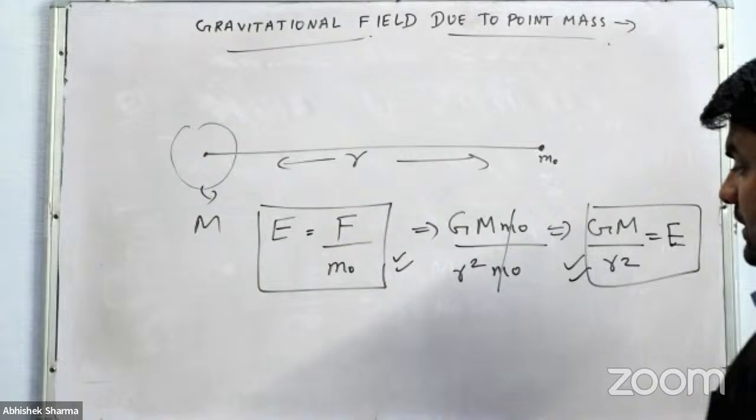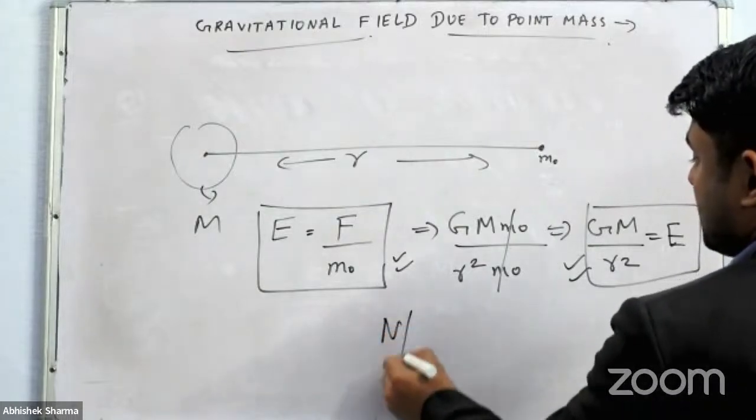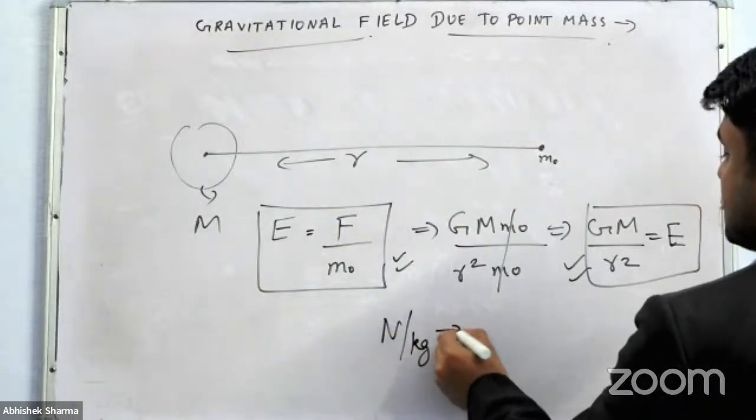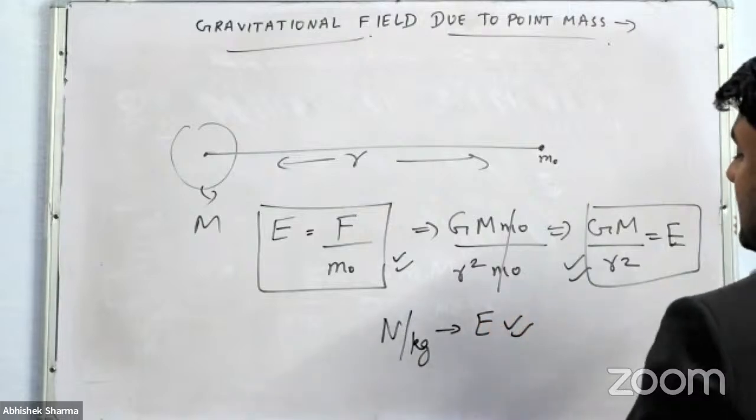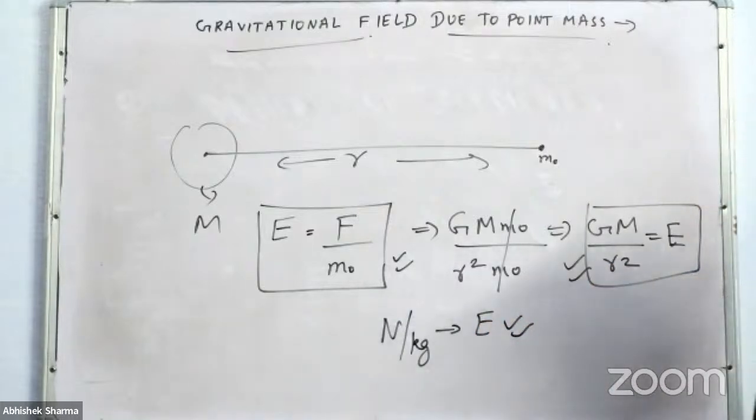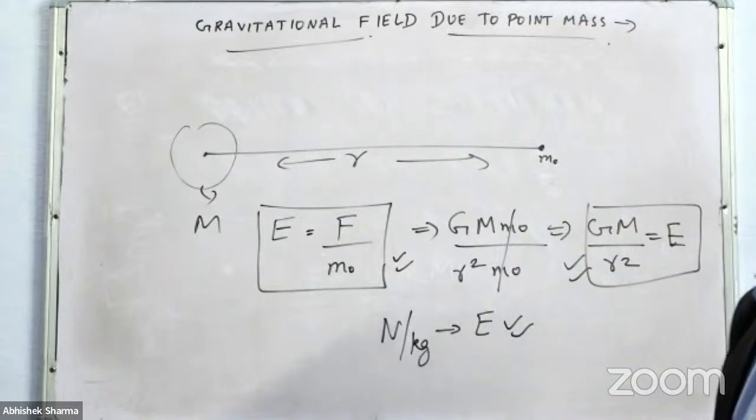Newton per kg is the unit of gravitational field intensity. Please note it down. I think we have already discussed this in the previous session.